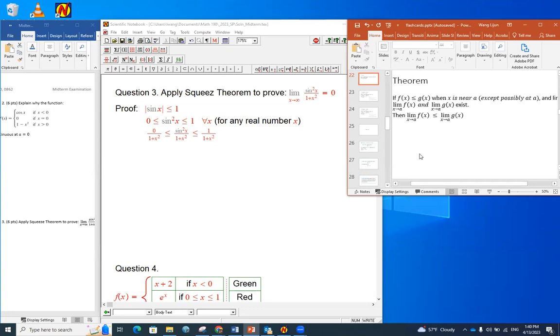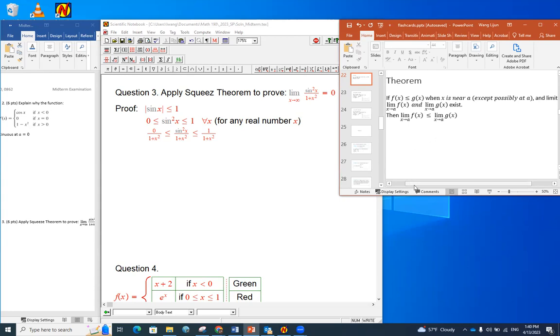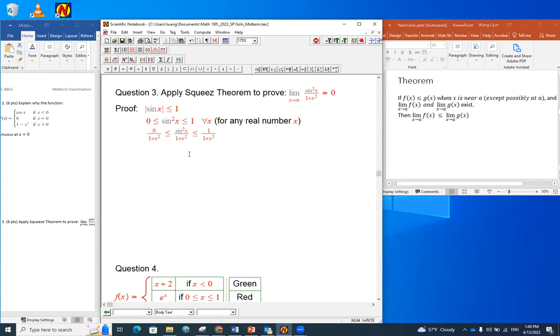We kind of take it for granted that this is true, because we're going to use it right away, in a minute. So we have this situation that it is between 0 and 1 over x squared. Now this step is actually optional to show.